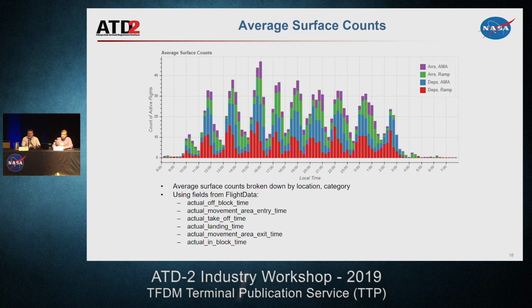Then you get into average surface counts. You have the number of flights during different buckets, whether it's using the block times, their actual movement, or their actual takeoff time and landing time. So you could basically come up with counts during different bins, different time frames, for these sorts of things. All that data, all your actuals from out to off, is in the TTP feed.